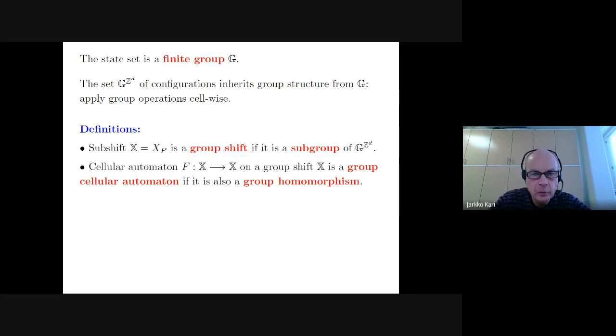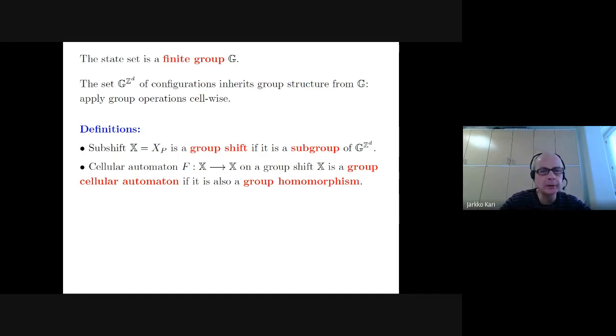And now we can define group cellular automata and group shifts. We say that a subshift, a subset of this configuration space defined by some forbidden patterns, is a group shift if it is closed under the group operation. So it is a subgroup. If you multiply two configurations that belong to the group shift, the result after the multiplication is also in that subshift. So it's closed under multiplication in the group.